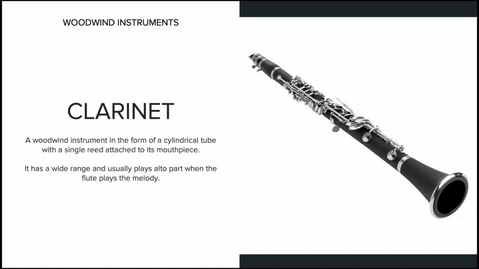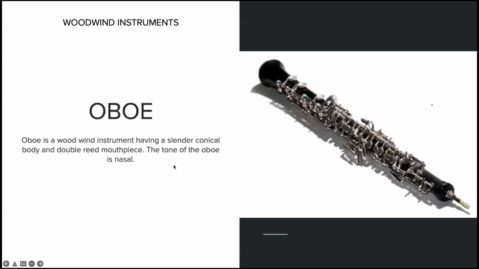It has a wide range and usually plays an alto part when the flute plays the melody, no? Alto. Okay, so next is the oboe. The oboe is a wood instrument having a slender conical body and double reed mouthpiece.